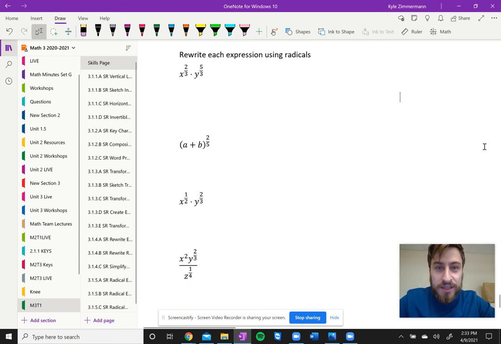Hey team, it's Mr. Z, and today we're going to do the opposite of what we did last time, which was turning radicals into rational expressions. Now we're going to go the other way. So let's go ahead and look at some fractional exponents and rewrite them.